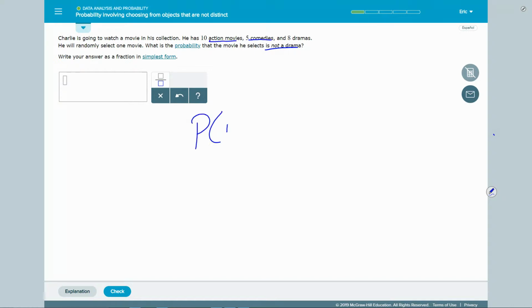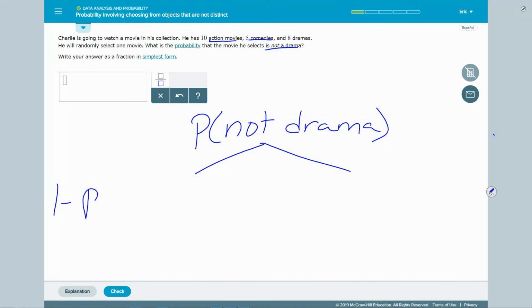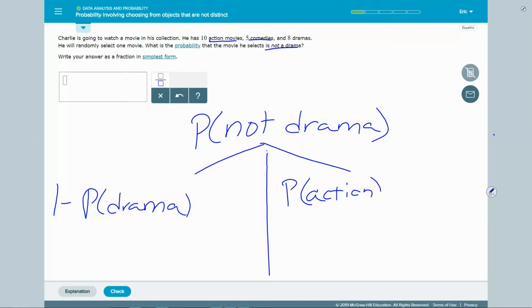So the probability of not drama can be one of 2 things. If you remember what I've been doing thus far in my other examples, you already know what this is going to be. It's 1 minus the probability of a drama. That's all not means. It's 1 minus that probability. Or it'll just be the probability of the other stuff, which is the probability of action plus the probability of comedy. I'm going to do both just for the heck of it.